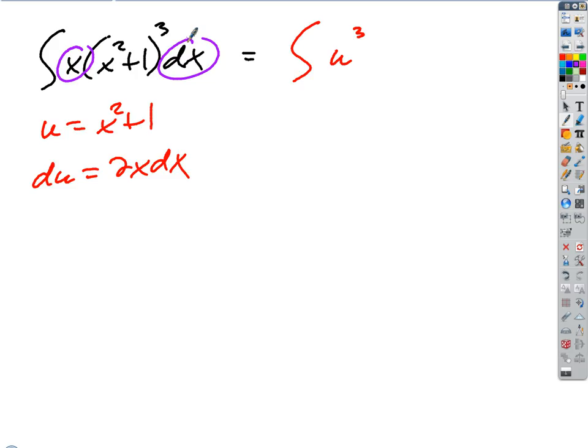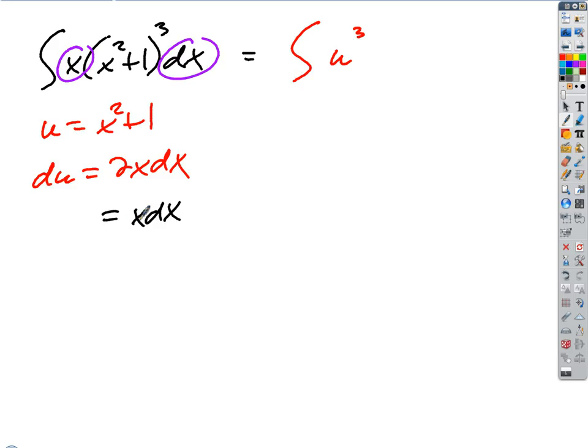So the way I like to do this is I like to say, okay, if that's what we need to substitute for, let's isolate that on the right side of this substitution equation. Okay? So we're going to say, well, what is x dx, because that's what we need. What is x dx equal to in terms of du?